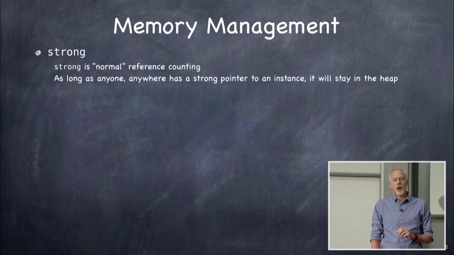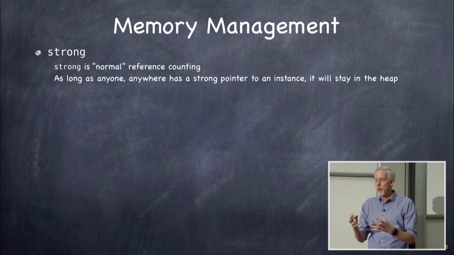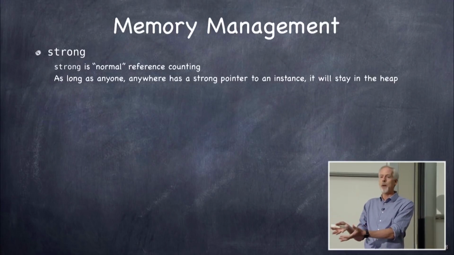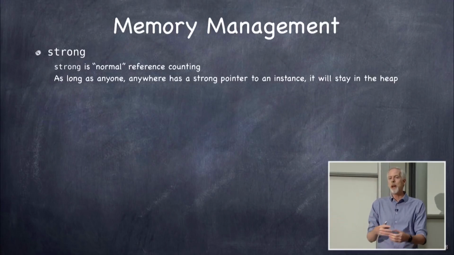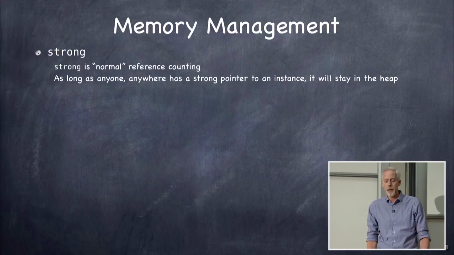These are the three kinds of influencers you can do. The first one, strong, is normal reference counting. That just means this pointer is strong, so keep that thing in the heap as long as this is around because I need it, I'm pointing to it. That's the default, so we never actually type the keyword strong. It's always there. It's kind of like internal with access control. We don't actually ever type that.